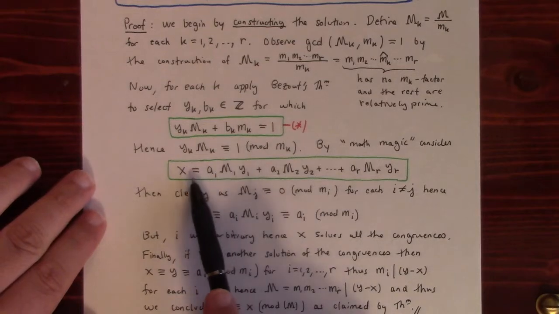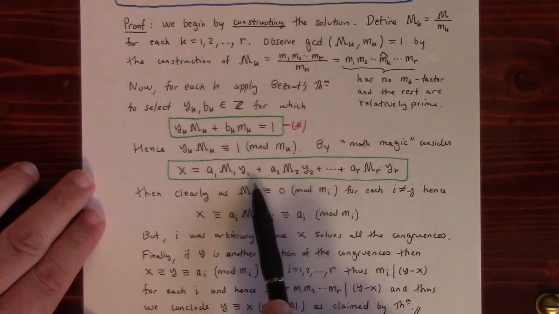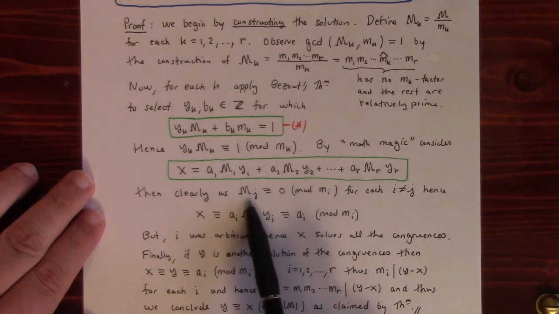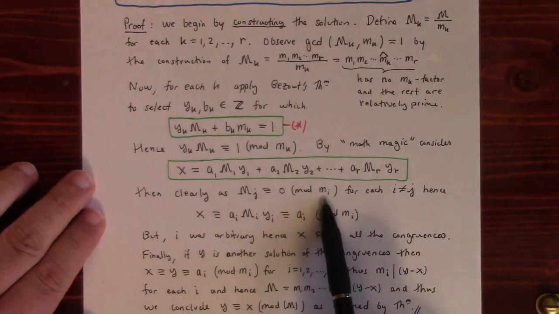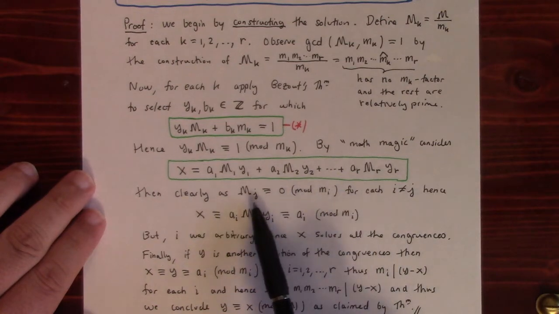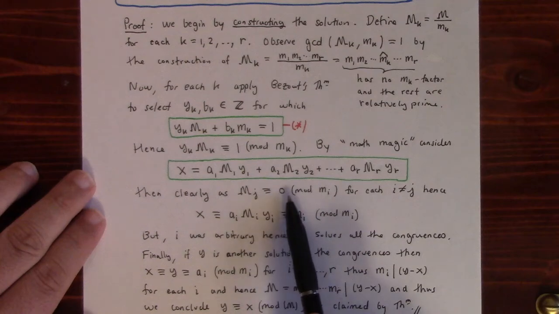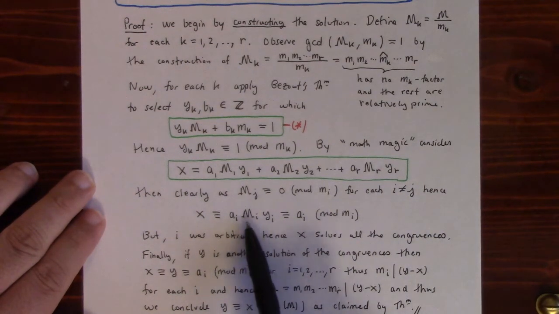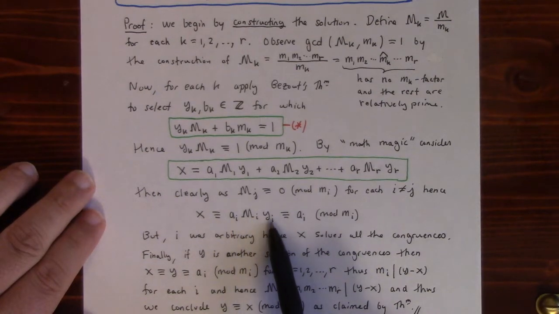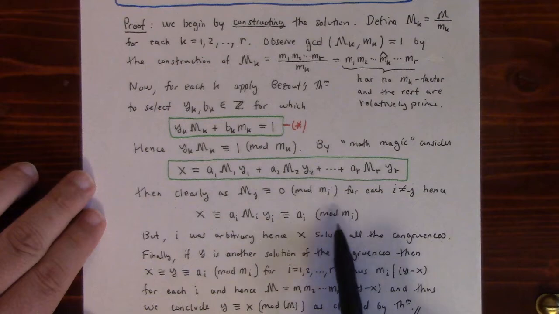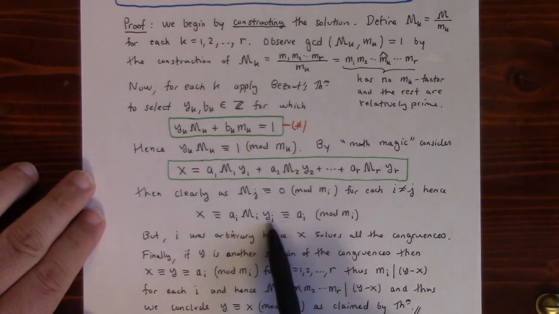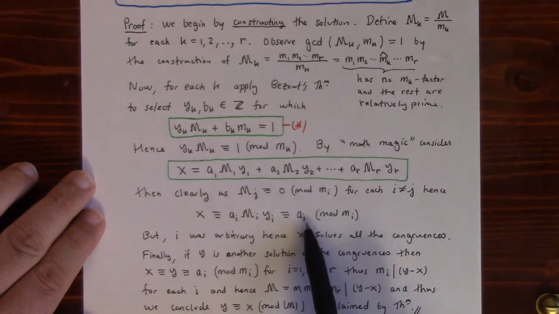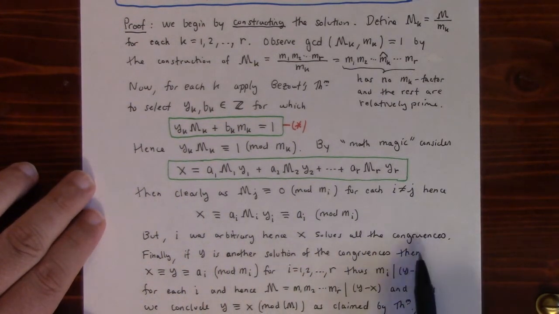Anyway, here's the proposed solution, and you can check that this works. Notice that M_j is congruent to 0 mod m_i for each i not equal to j, because of the construction, it's a multiple of m_i for every i not equal to j. And so it's congruent to 0. And hence x is congruent to a_i M_i y_i, everything else drops out, mod m_i. But again, M_i y_i is congruent to 1 by this up here. And so we get a_i. But i was arbitrary, hence x solves all the congruences.